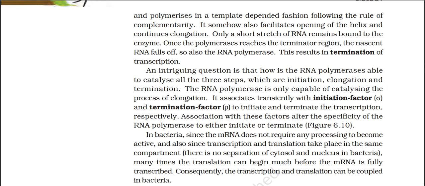An intriguing question is how the RNA polymerase is able to catalyze all three steps, which are initiation, elongation, and termination. The RNA polymerase is only capable of catalyzing the process of elongation. It associates transiently with the initiation factor, sigma, and the termination factor, rho, to initiate and terminate transcription, respectively. Association with these factors alters the specificity of the RNA polymerase to either initiate or terminate.